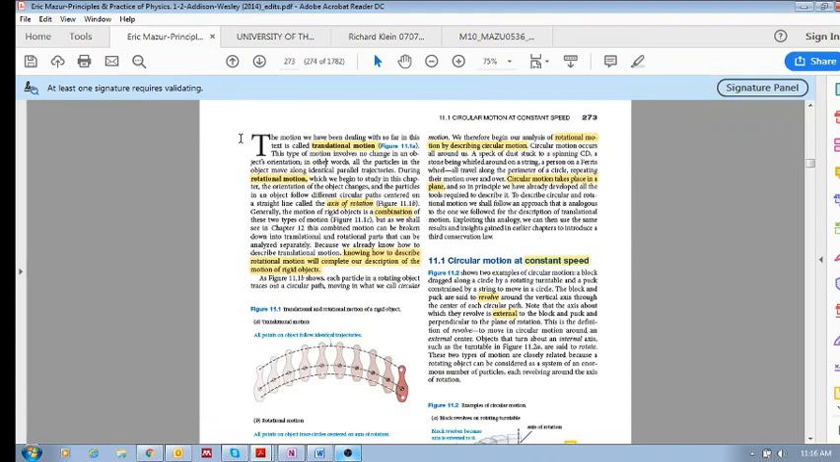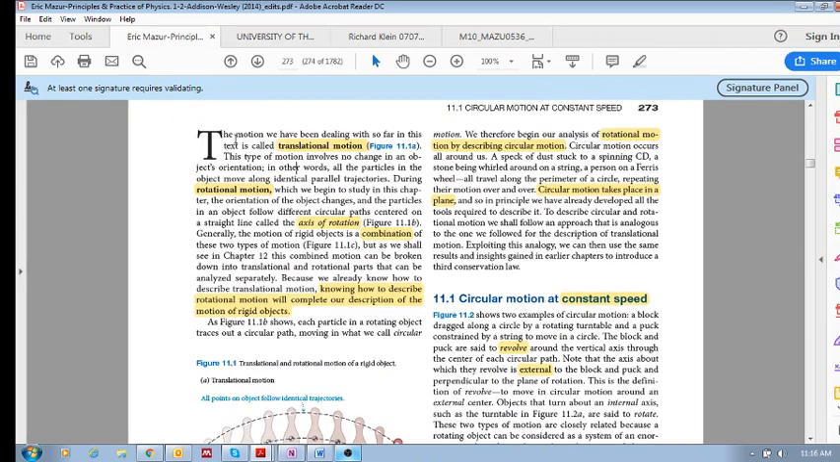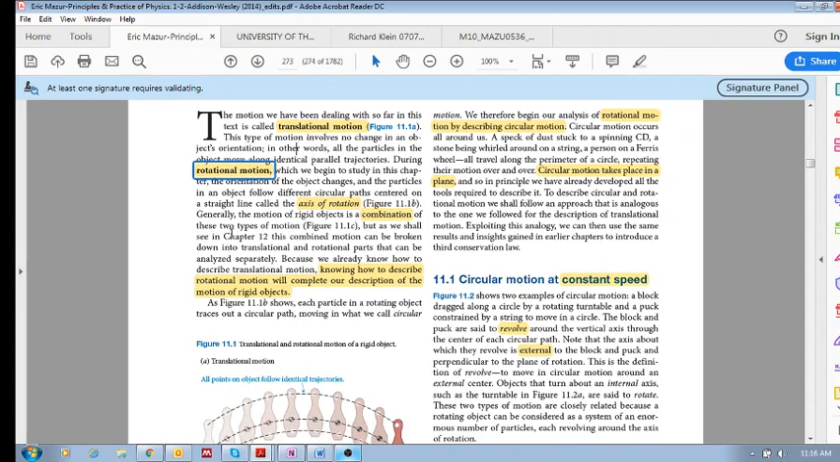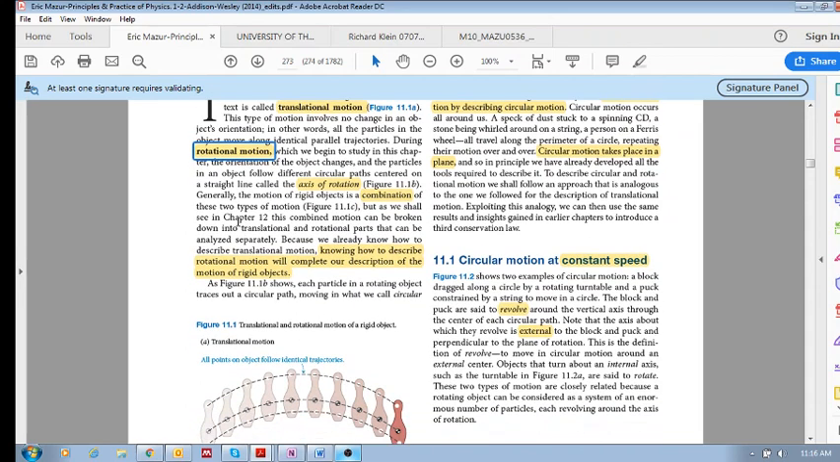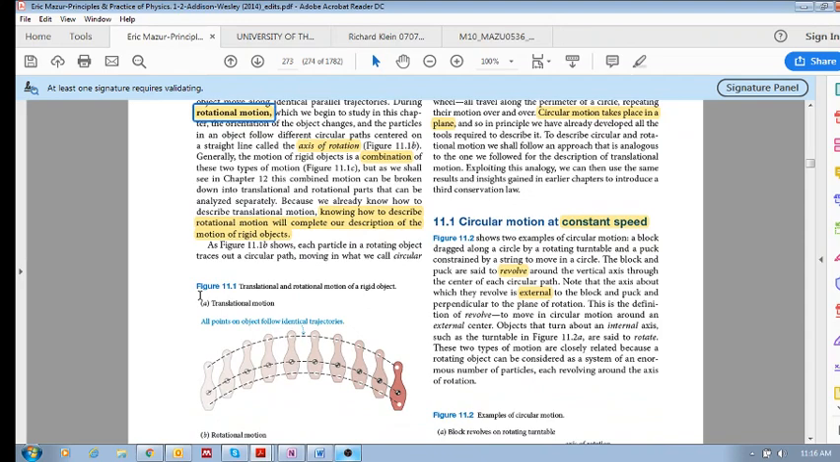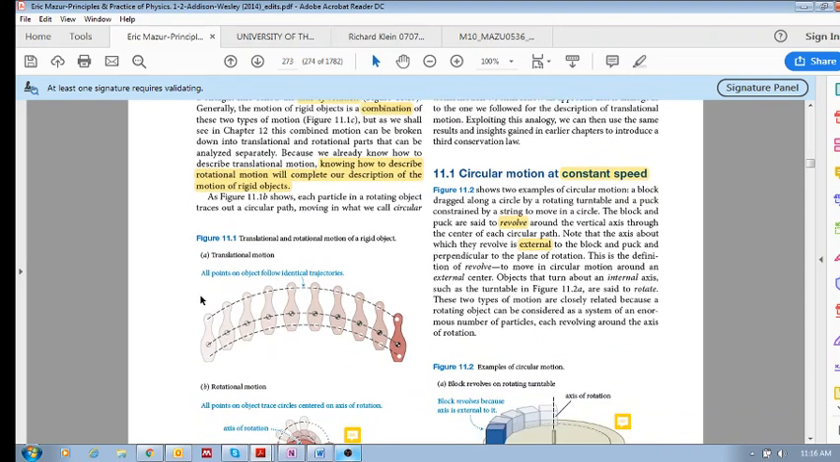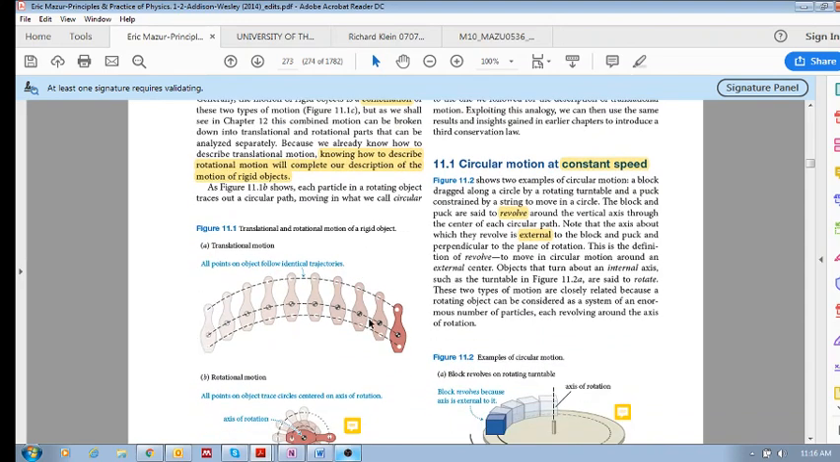So now let's look at what it says over here. We want to distinguish between two types of motion. One is translational and the other is rotational. Now translational motion, we have alluded to it in earlier chapters, but translational motion is basically this kind of motion. What do we mean by this?